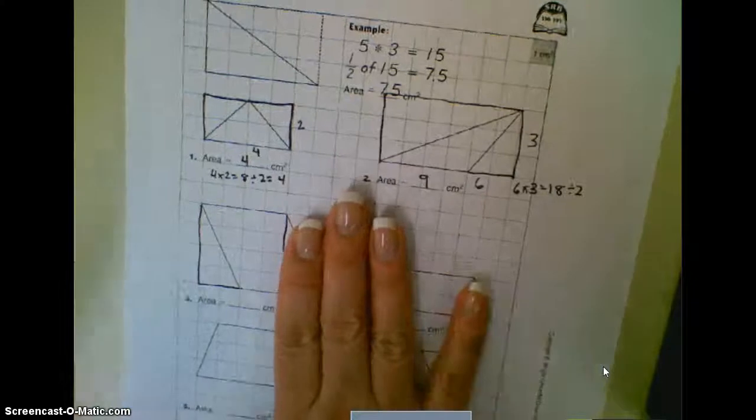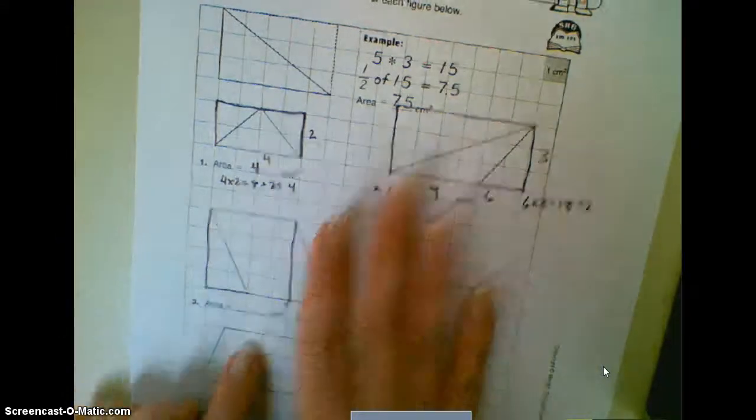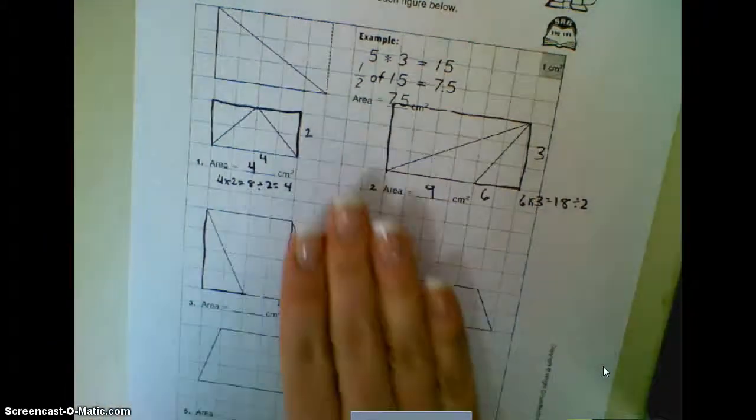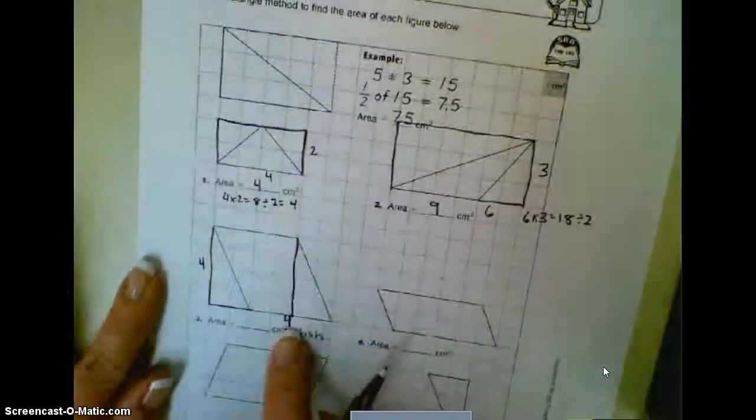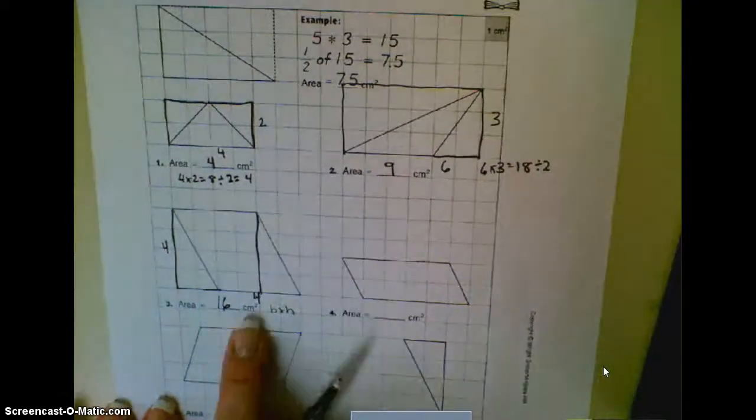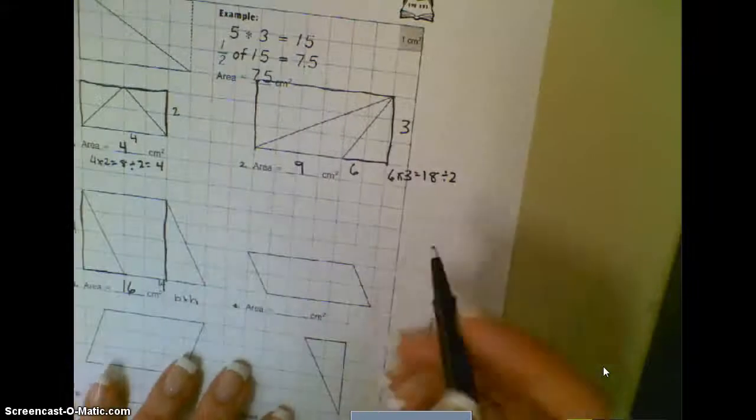Now when we do it, we can say that our base is 1, 2, 3, 4. Sounds like something we said a minute ago. Our base is 4. And our height, when we count up, 1, 2, 3, 4, our height is 4. And we know 4 times 4 is 16, so we get 16 centimeters squared. We don't want half because it's a parallelogram this time, not a triangle.